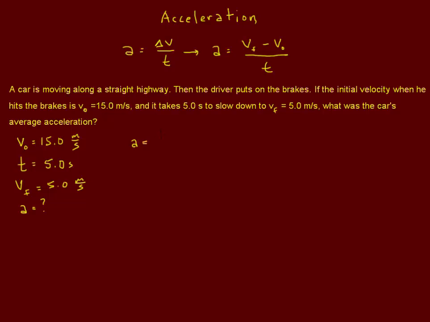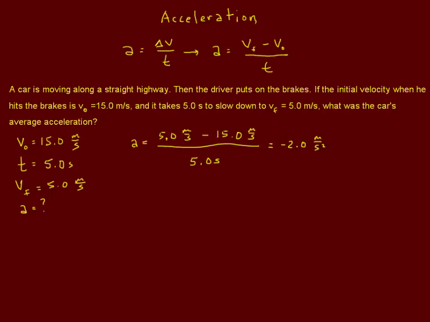So my v final is 5 meters per second, minus our initial speed, which is 15 meters per second, over a time of 5 seconds. And what that gives us is an acceleration of minus 2.0 meters per second squared.